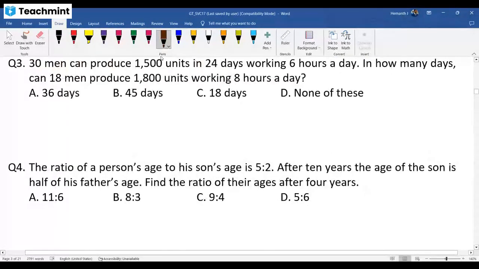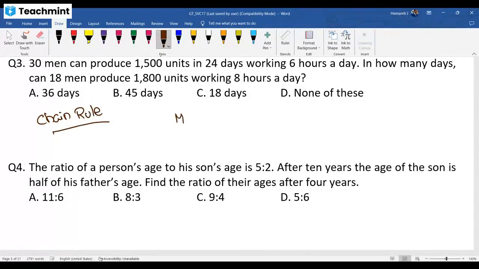Next one: 30 men can produce 15,500 units in 24 days, working 6 hours a day. In how many days can 18 men produce 1800 units, working 8 hours per day? This is chain rule. In the time and work topic, if you recall, there is the chain rule M1, D1, H1, E1 upon W1 equal to M2, D2, H2, E2 upon W2. We can put all the ones on one side and the twos on the other side.